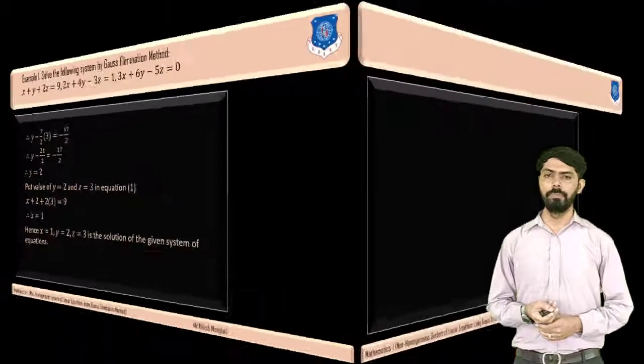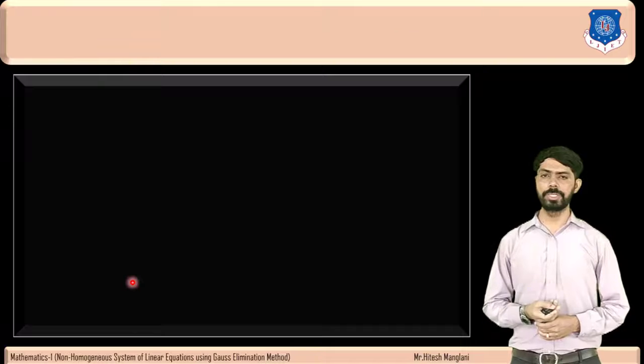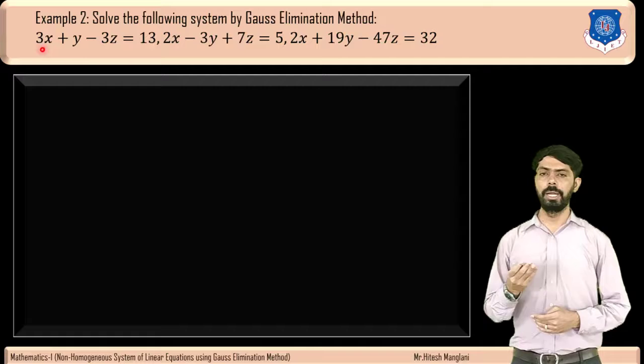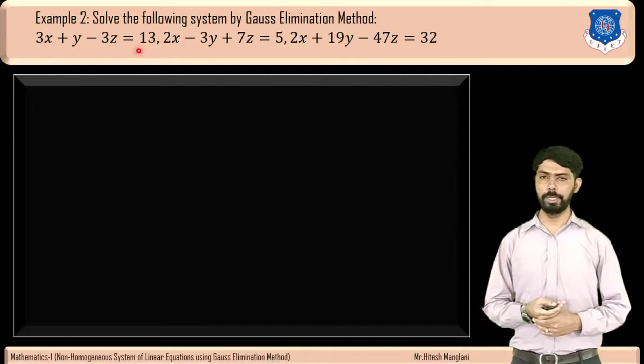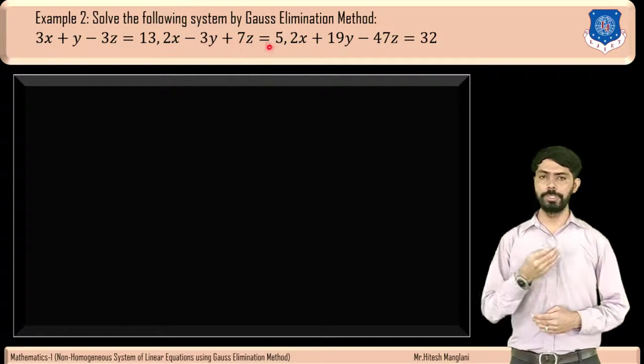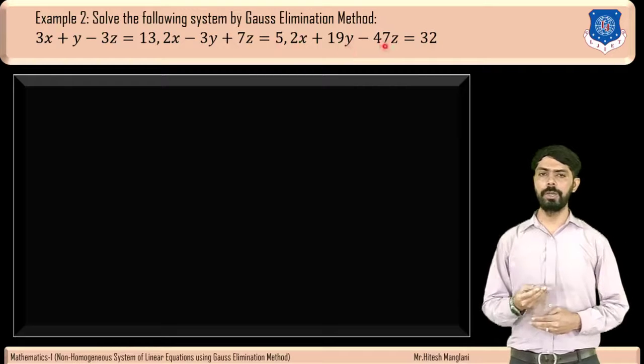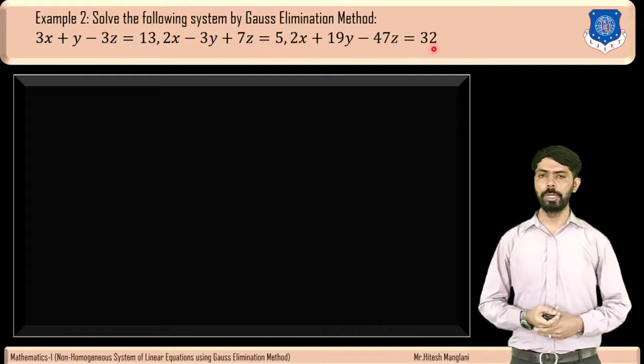Now we will discuss the second example, that is, solve the following system by Gauss elimination method. The equations are 3x plus y minus 3z is equal to 13. Then the second equation is 2x minus 3y plus 7z is equal to 5. Then the third equation is 2x plus 19y minus 47z is equal to 32.